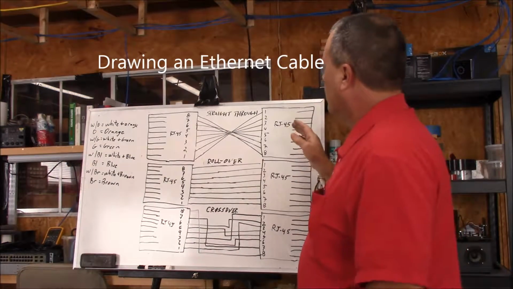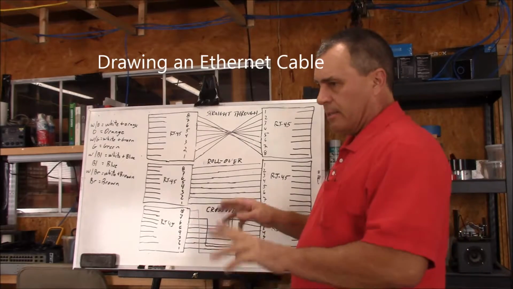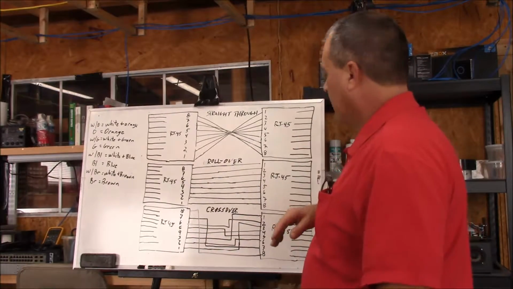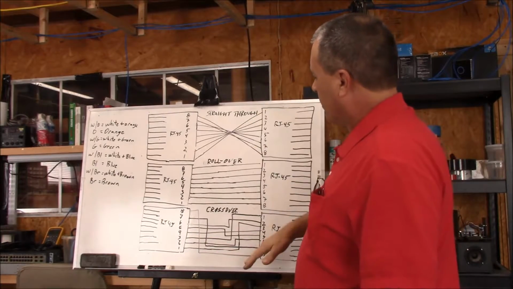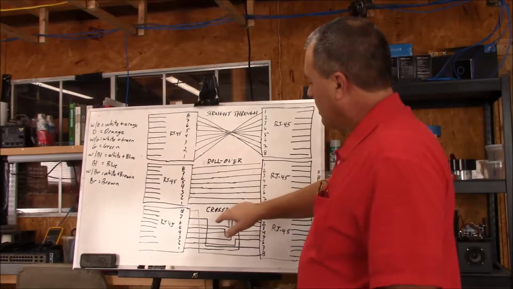I went ahead and I drew some cables out, and let's just call them RJ45 cables for right now, because I'll explain later. So we got three different kinds. You have the straight through, the rollover, and the crossover.